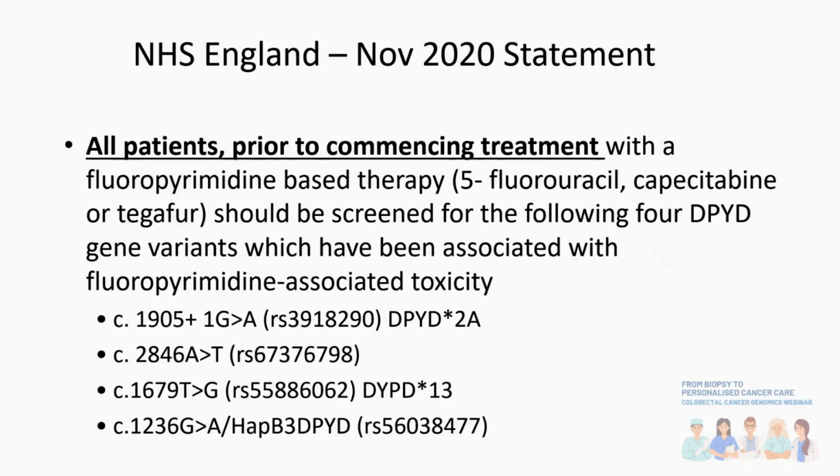There was a statement by NHS England in November 2020 requiring all patients to have DPYD testing prior to commencing treatment with 5-FU, or 5-fluorouracil as it's also called, or a drug which is converted in the body into 5-FU called capecitabine. And there are four gene variants, so mutations, which have been significantly associated with severe side effects from these drugs, and they're listed below.